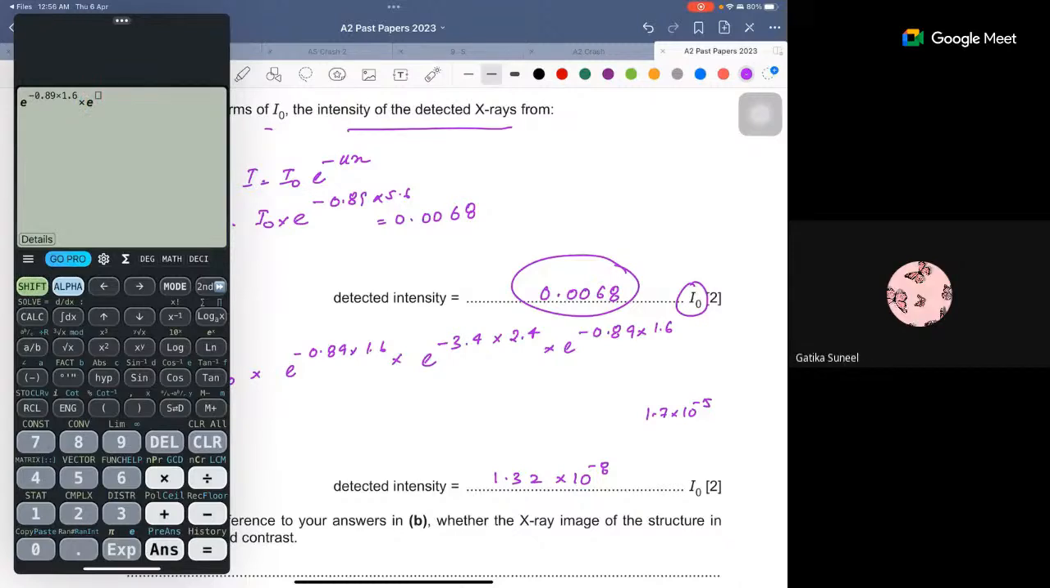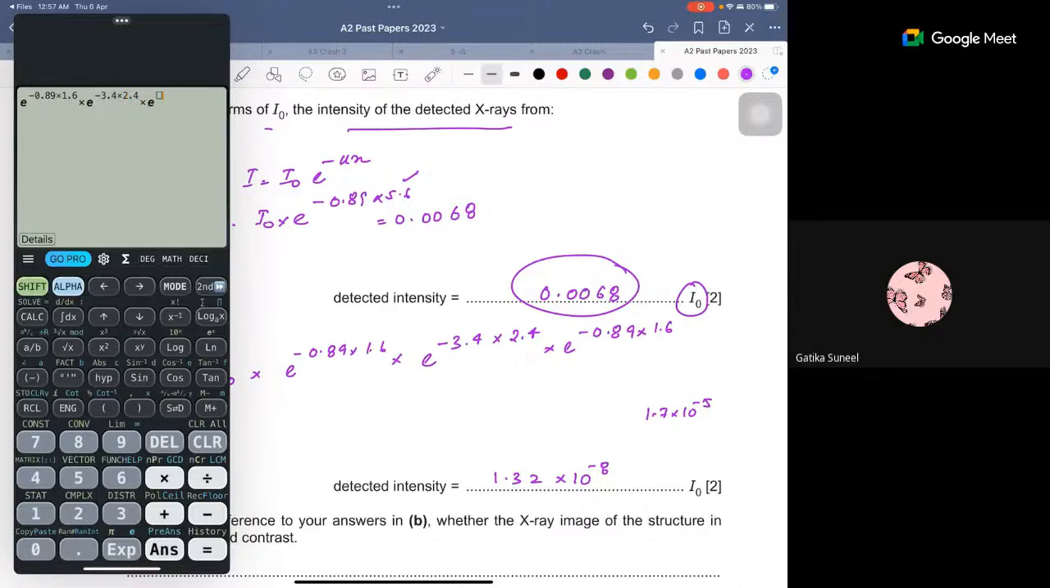You shouldn't have used 0.0068 because it was 5.6 as the distance. Yes, you're right. I got it wrong. I have to write the full thing. That was my mistake. It was 5.6. I should have used 1.6 and 1.6 again. 3, 4, 2.4.